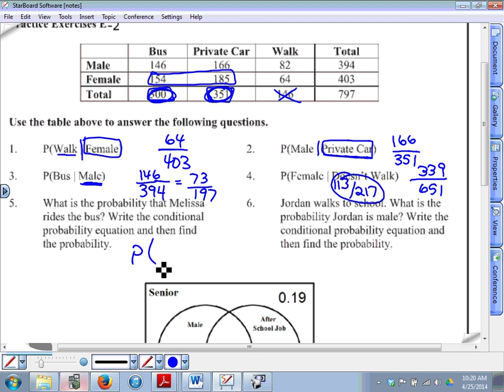Would this be correct? You tell me yes or no. No, it's not. That's backwards, right? We're trying to figure out the probability that she'll ride the bus if she's a female. So what's the probability that Melissa will ride the bus knowing that she's a female? It's the bus column: 154 over 403. Of the girls, what's the probability you'll choose one that rides a bus? 154 out of 403.